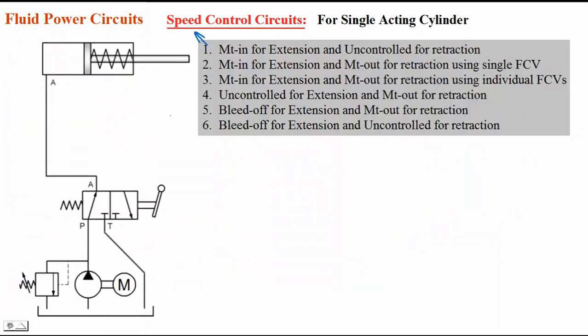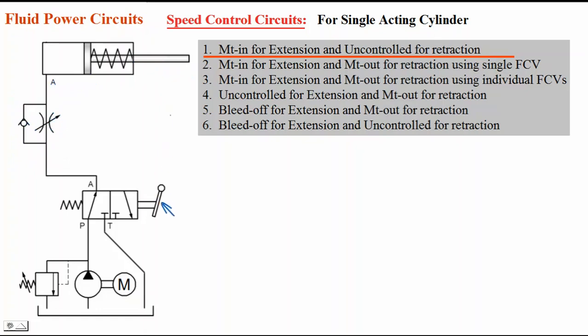Look here, speed control of single acting cylinder. Six different types are possible. Now in this circuit, oil which is going into the cylinder will flow through this flow control valve. It can't flow through this check valve. Check valve will allow oil in reverse direction like this. It is not allowing oil in upward direction. That's why oil is flowing through this flow control valve. So extension speed is controlled.